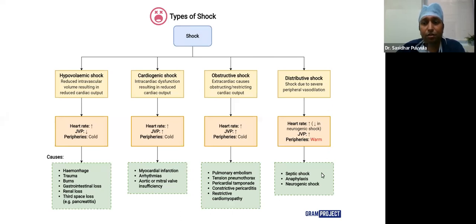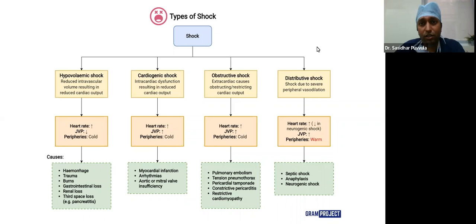What happens in distributive shock, especially in patients with sepsis or septic shock, is that due to the release of a lot of vasodilatory inflammatory mediators, the tone of arteries and arterioles is reduced, and the patient goes into a vasodilated state, which can cause shock. And in certain conditions like neurological trauma, like spinal trauma, the sympathetic tone is lost. The loss of sympathetic tone also results in dilatation of arterioles and arteries, causing shock, which is called distributive shock. So this is a gross view of the types of shock.